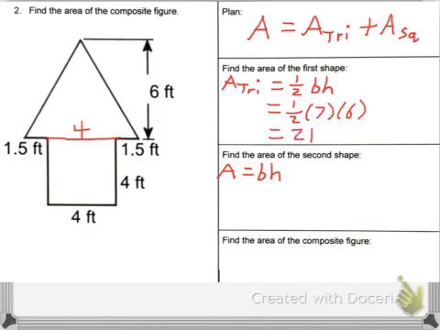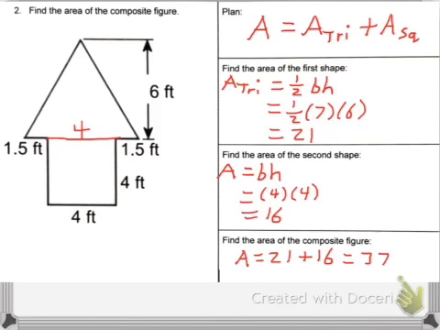To find the area of the square at the bottom, it looks like our area formula would be base times height. Both the base and the height of the square are 4. So we substitute those in our formula, 4 times 4, and we get 16. So to find the composite area, we're simply going to add together 21 plus 16. That's the area of the triangle plus the area of the square. When we add those two together, we get 37. Our unit of measure is feet, so feet squared.